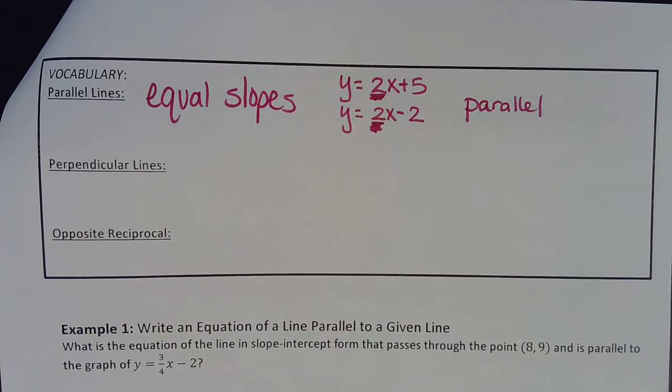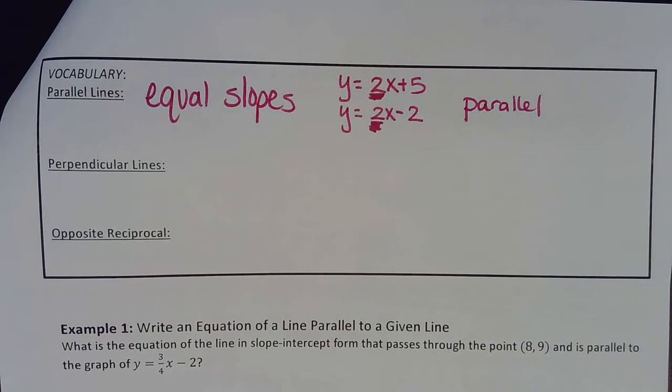So basically, if you have equations that are not in y equals form, we have to get them in y equals form. But if they're in y equals form, compare the numbers in front of x, that's your slope. If they are exactly the same, then your lines are parallel. That's the first thing for today.